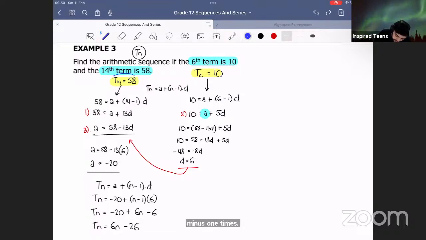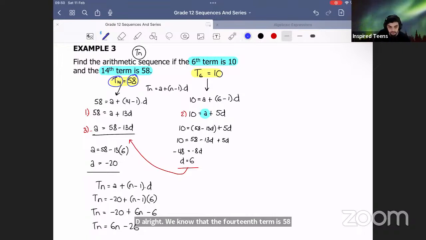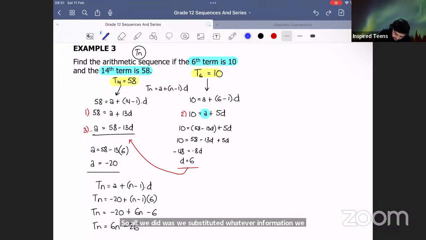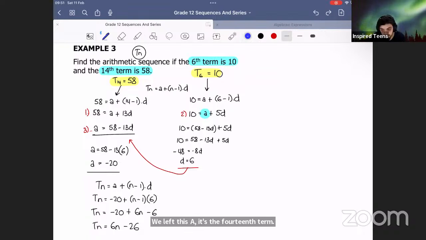We know that the 14th term is 58. So all we did was substitute whatever information we could into that formula. 58 is the value of Tn. A we don't know, so we left it as A. It's the 14th term, so n is 14. And the difference we don't know, so we left it as d.